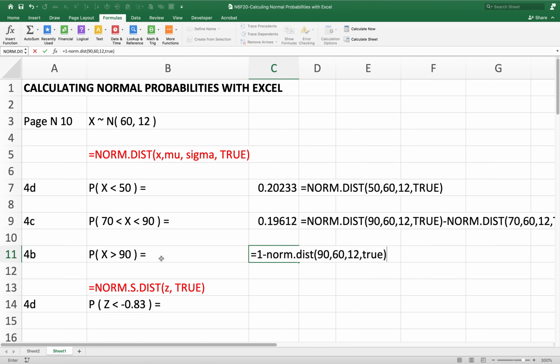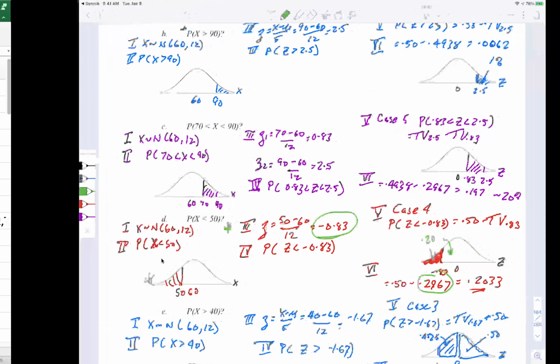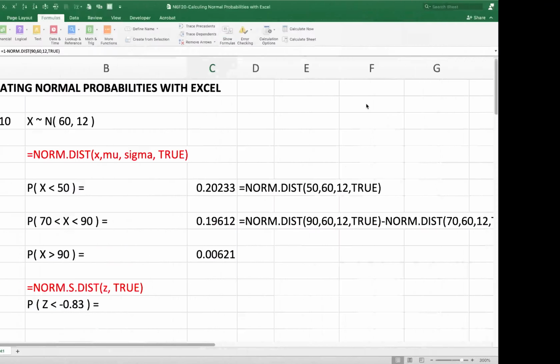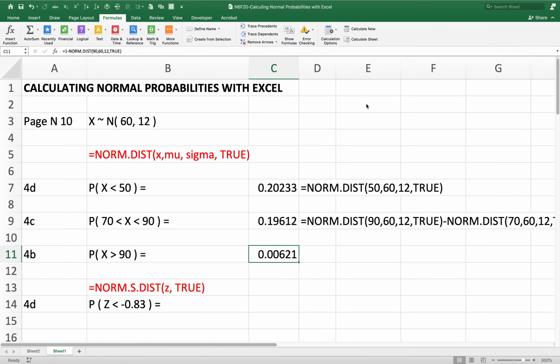So it's going to be 1 minus NORM.DIST(90, 60, 12, true). And that gives us about 0.0061. Is that what we had up here in B? Yeah, 0.0062. So it's almost exactly the same there. Okay? Let me just give you that function over here so you can go back and take a look at it. So that's how you use the NORM.DIST function for calculating some simple probabilities.